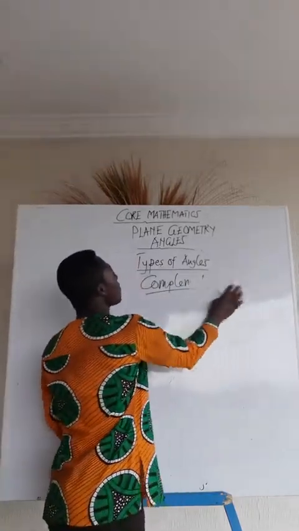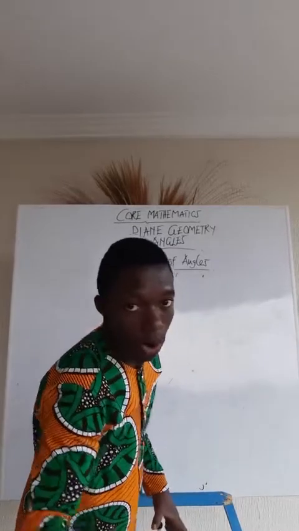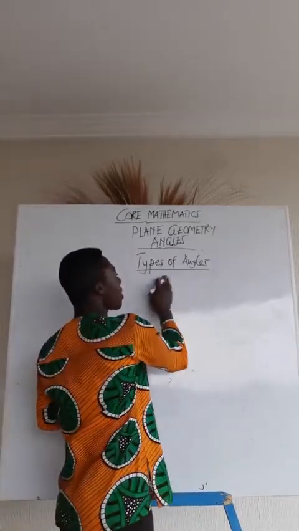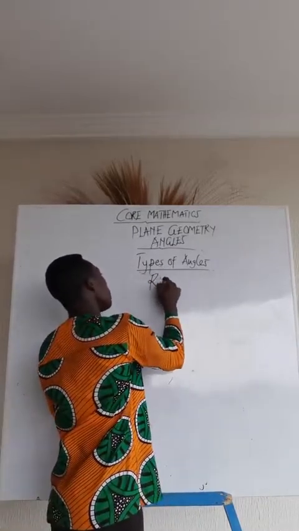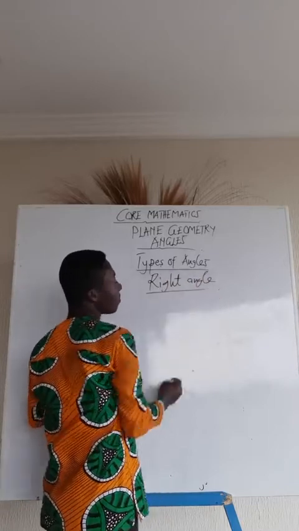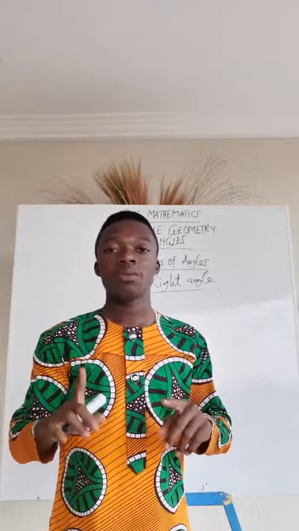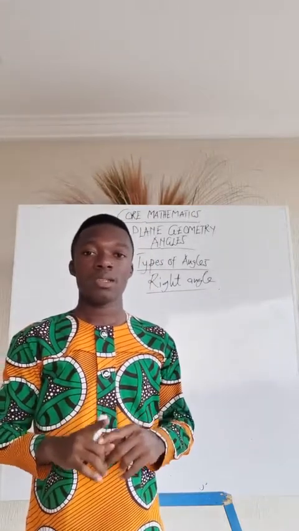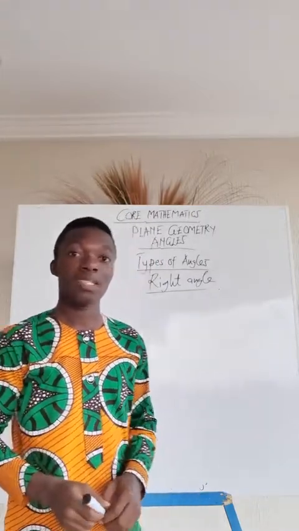Then the next angle that we'll be dealing with is what we call a right angle. A right angle. We are saying that the right angle is also another type of angle that has an interior angle of what? 90 degrees. It has an interior angle of 90 degrees.